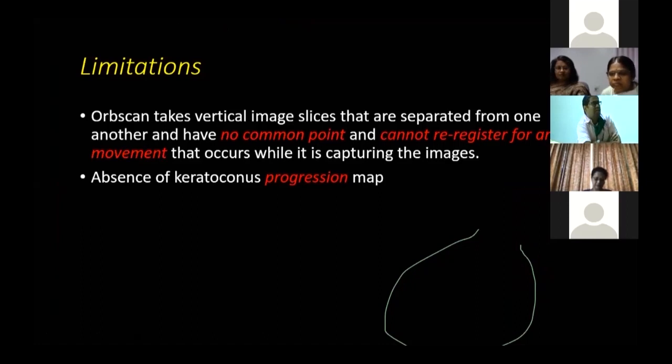So to tide over that limitation, the next systems have already come. Probably in the next talk, Vinay Pillai will talk about the Pentacam system to tide over the limitations of this OB scan system. But in the absence of a progression map for keratoconus or ectatic disorders in the OB scan, I feel this is the clinically more relevant thing which we should take notice of in clinical practice when you suspect clinical progression.